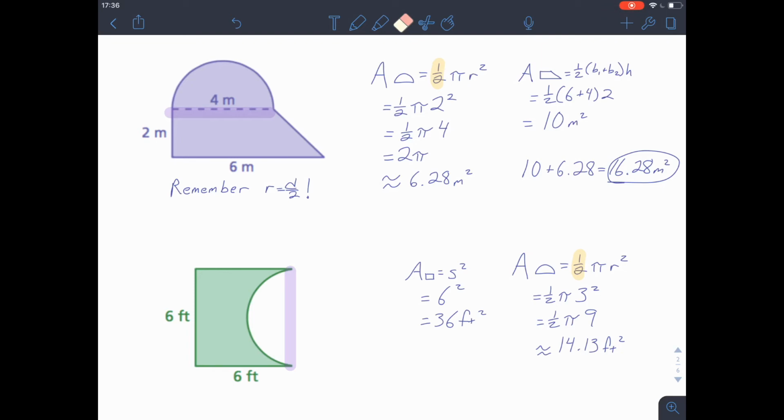So then for the last piece of this, I had that chunk that was missing from here, and that was the semicircular chunk. So since that was taken away from the square, I'm going to take away the 14.13 square feet from the 36 square feet to get that the area of the green shape that's left is 21.87 square feet.